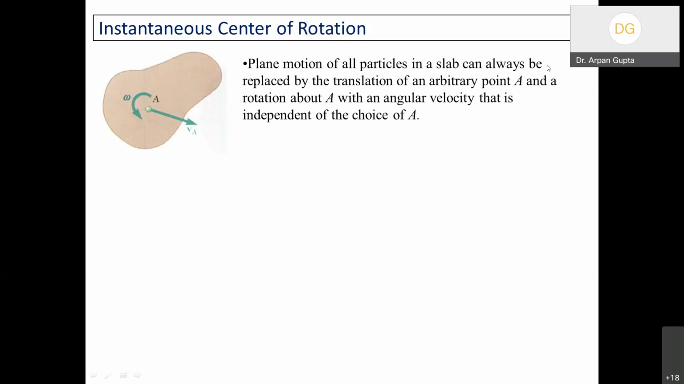Okay, so what is this concept? We have seen that the motion of any body can be expressed as the velocity of a particular point and the angular velocity, right? So plane motion of all particles in a slab can be replaced by translation of an arbitrary point A and a rotation about A with an angular velocity which is independent of the choice of A, right? So as I said, omega is of the body.